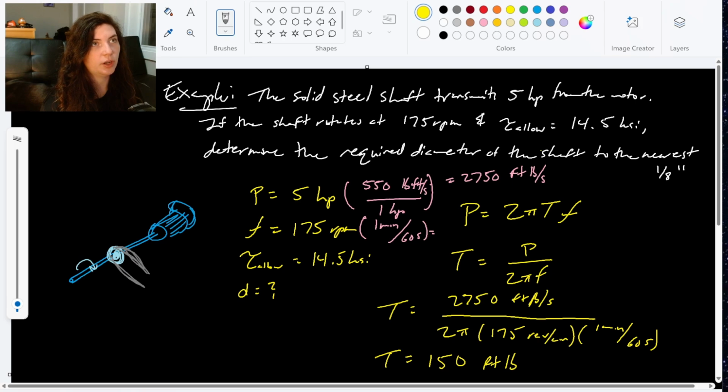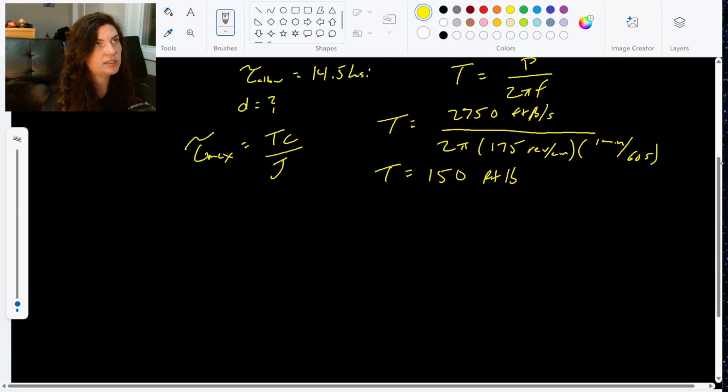Now I'm trying to find a required diameter. And I have an allowable shear stress here. I can relate shear stress as force over area, and I can use that to get a diameter. Or I can use my shear stress equation that we've been talking about for torsion, which would be the right move here. Shear stress max is that torque times C over J. Torque times C over J.